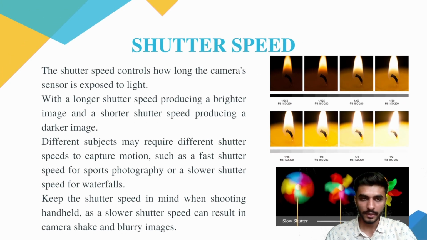Then comes shutter speed. The shutter speed controls how long the camera sensor is exposed to light, with a longer shutter speed producing a brighter image and a shorter shutter speed producing a darker image. You can see in this photo, here the shutter speed is short, so the image produced is very dark, while here the shutter speed is longer, so we can see the image is very bright.